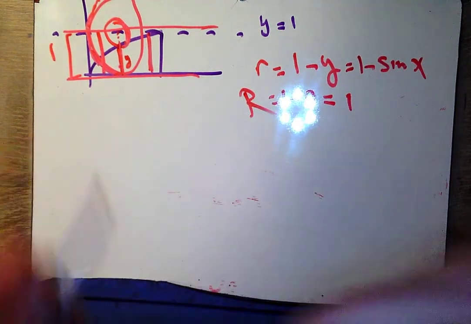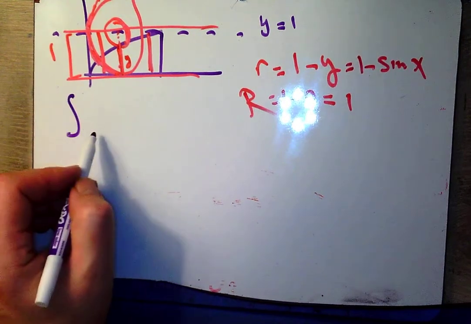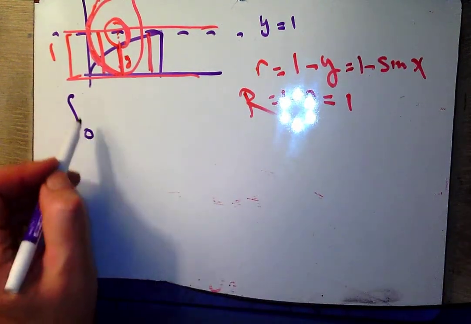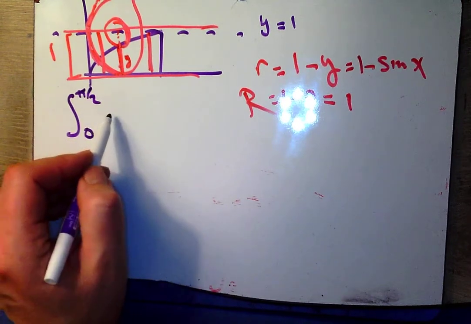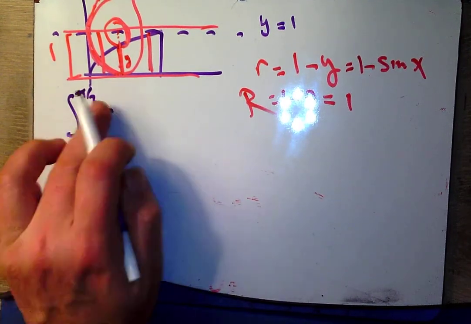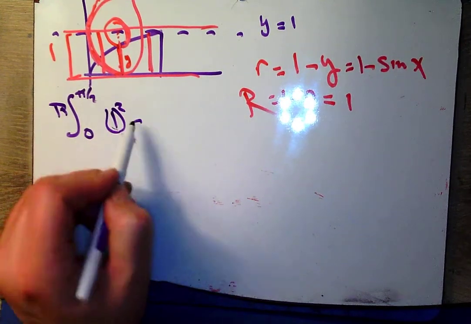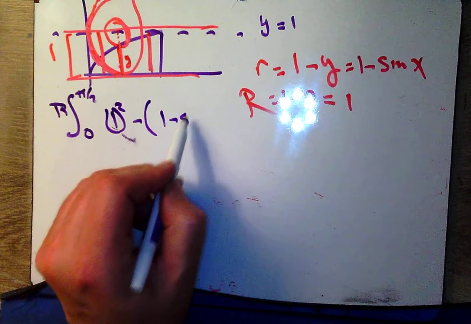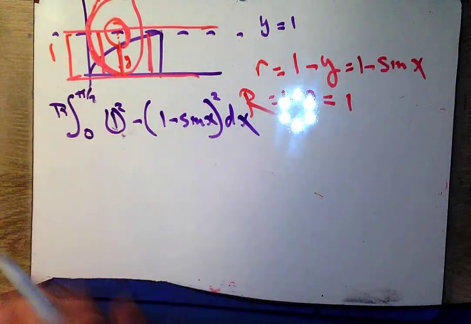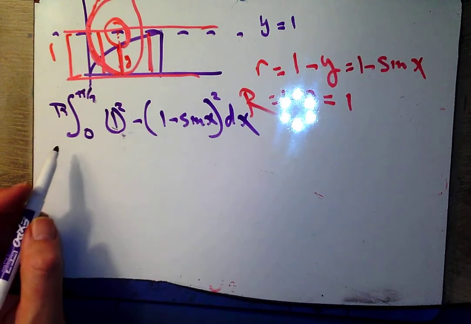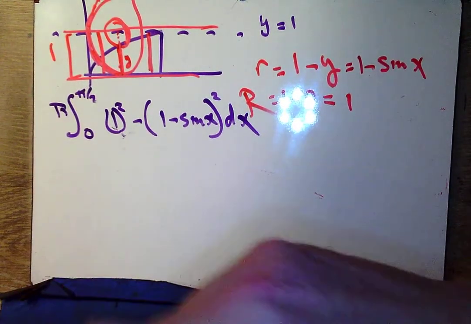So our integral then will be the integral, and we're doing x's, so we want 0 to pi over 2 of pi, I guess I should put the pi out in front, and then just have 1 squared minus 1 minus sine x squared dx. All right, what about using shells for this situation?